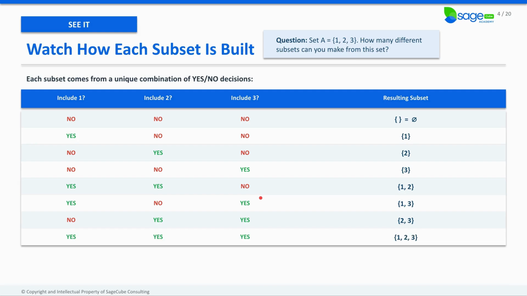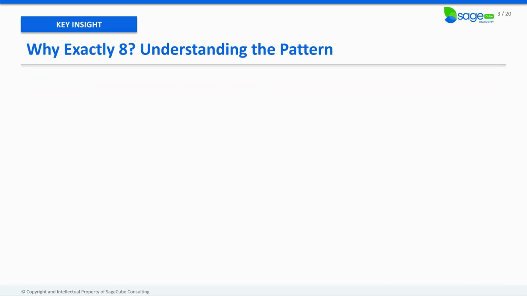So you see, at every point, do you notice what's happening here? Yes. So we are just asking, do I include this? Yes or no? Do I include that? Yes or no? Okay. Now, let's connect that pattern directly to the formula.